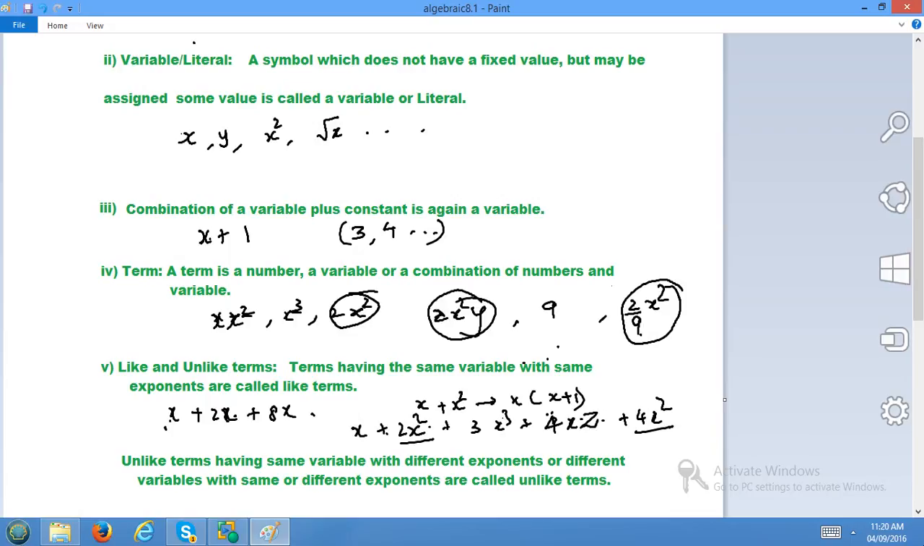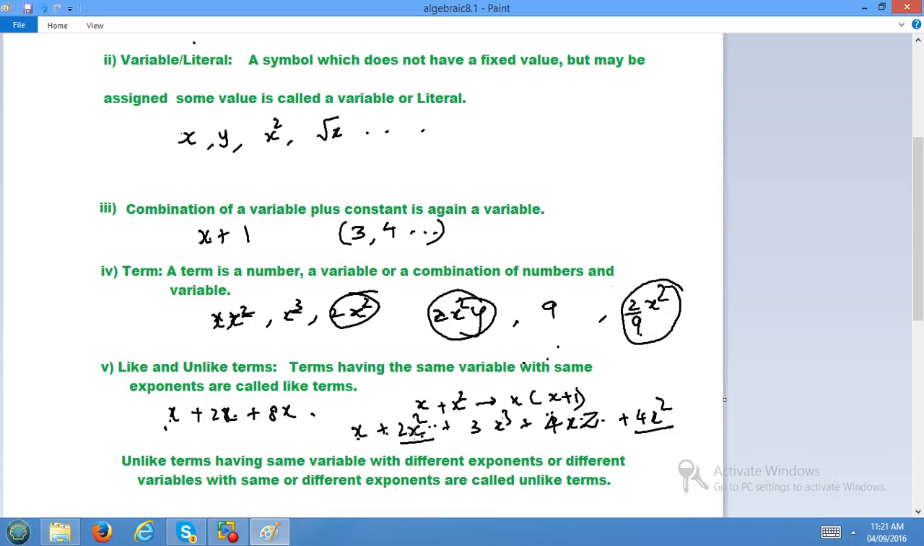So unlike terms are terms having the same variable with a different exponent, or a different variable with the same or different exponent. What do you mean by the same variable with a different exponent?